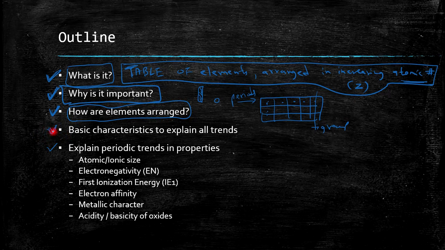Then we will learn some basic characteristics on the basis of which we will be explaining the periodic trends in various properties. Based on these basic characteristics, we'll explain how the atomic and the ionic size vary as you go left to right in a period or top to bottom in a group. We'll explain electronegativity EN, the first ionization energy IE1, the electron affinity EA, metallic character, and the acidity and the basicity of oxides.